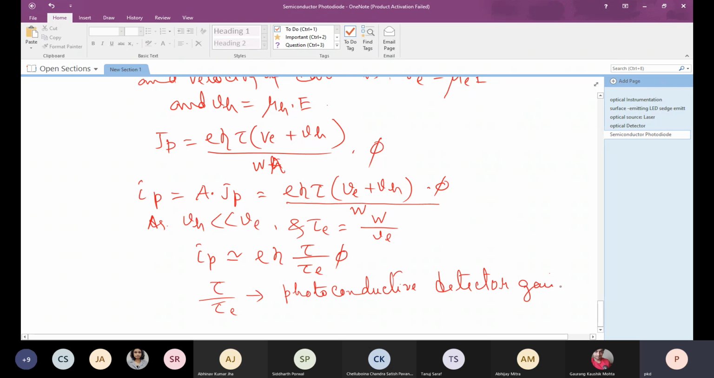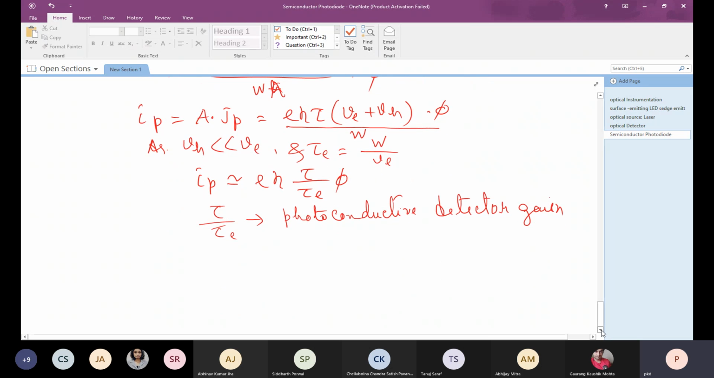So this is the basic principle of photoconductive or photoresistive detectors. Though in practical cases, we may convert this conductivity or the equivalent resistance through a transimpedance amplifier to an equivalent voltage. So today I shall stop here. Tomorrow we shall continue further.